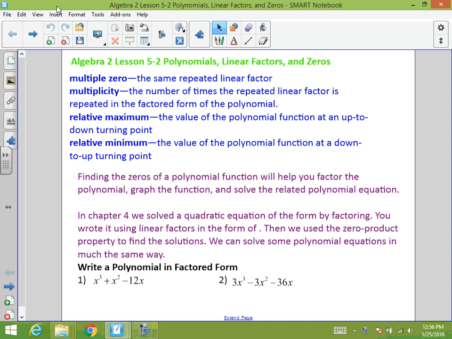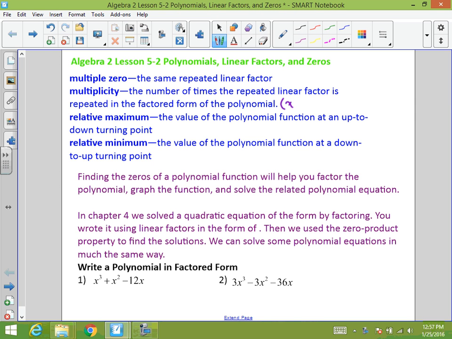Multiplicity is the number of times the repeated linear factor is repeated in the factored form of a polynomial. For example, if I had a polynomial factored to x plus 2 times x minus 2 times x plus 2 times x minus 7, then x plus 2 is a repeated linear factor where x is equal to negative 2. So negative 2 would be a multiple zero, and its multiplicity would be 2 because it appears twice.